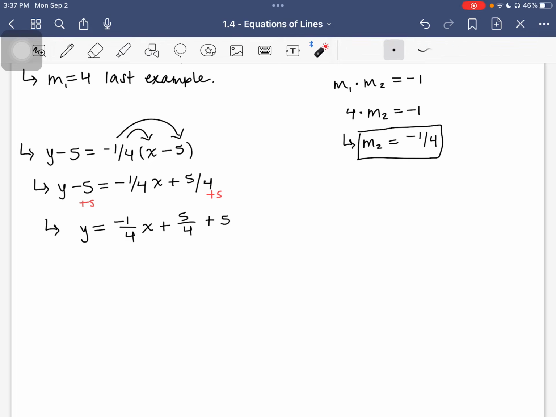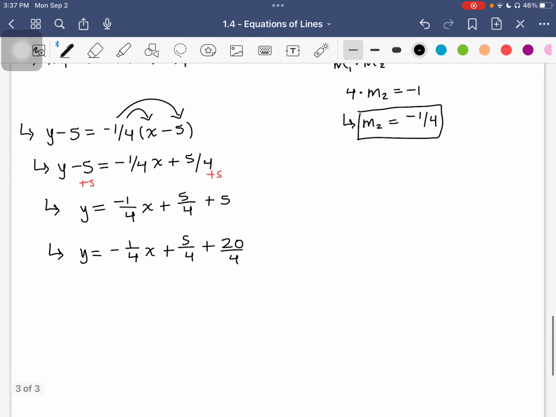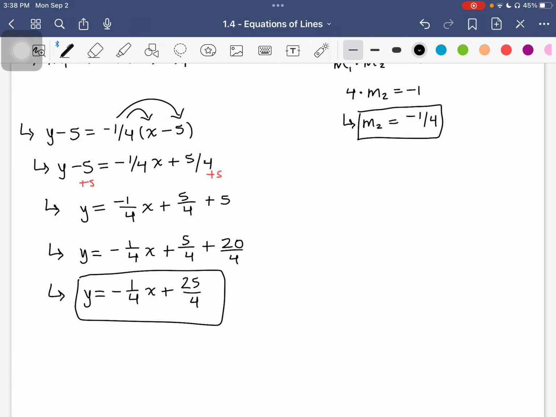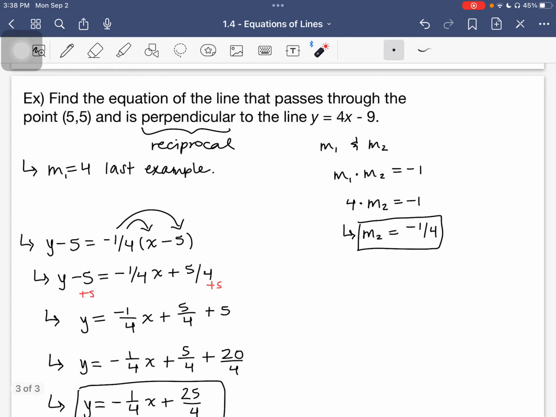All right, so what we want to do next is add these, so they have to have the same denominator. So -1/4 x stays there, and then to get the same denominator we multiply 5/1 by 4, top and bottom. And so we get 20/4. And then 5/4 plus 20/4 is going to be 25/4. All right, and that is the equation for our line that'll pass through this point and be perpendicular to this line here.